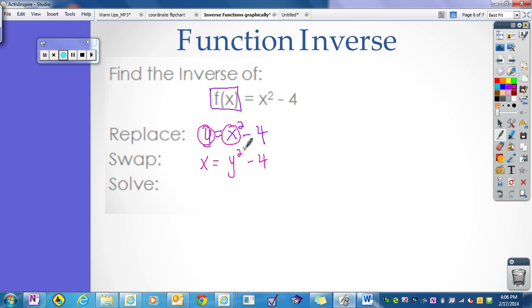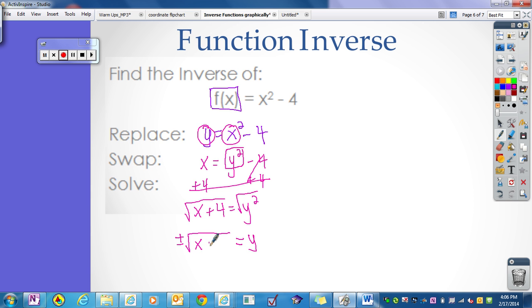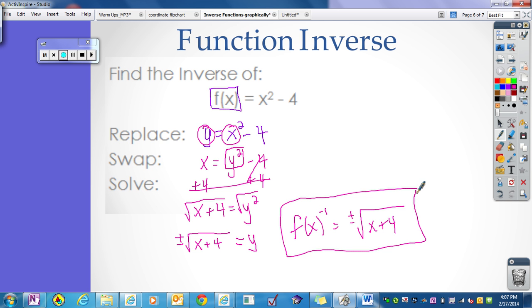Now I need to solve again for y, so I need to get this y squared by itself. So I'm going to add 4 to both sides. So on the left side I have x plus 4, and on the right side equals y squared. Alright, but to get y by itself, I have to take the square root of both sides. So I end up getting y equals plus or minus, because remember, if I take the square root, it is both the positive and the negative of that number. So y equals plus or minus the square root of x plus 4. But in my inverse notation, I have f of x to the negative 1 equals plus or minus the square root of x plus 4. And this would be my final answer.